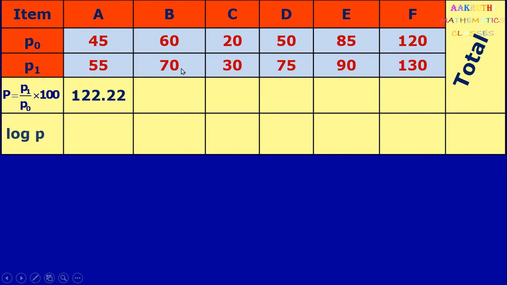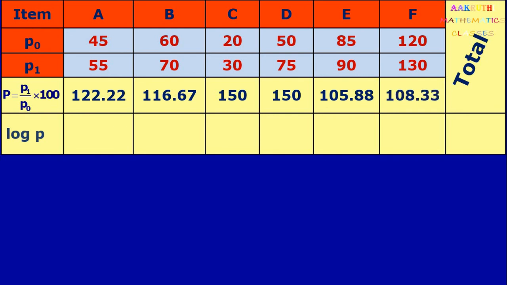For B, it is 70 divided by 60 into 100, it is 116.67. For C, it is 30 by 20 into 100, so it is 150. For D, it is 75 by 50 into 100, so it is 150. For E, it is 90 by 85 into 100, it is 105.88. For F, it is 130 divided by 120 into 100, so it is 108.33.